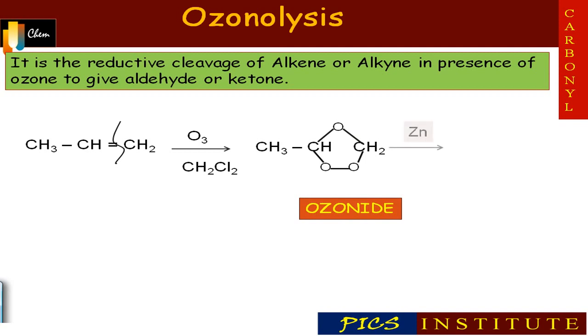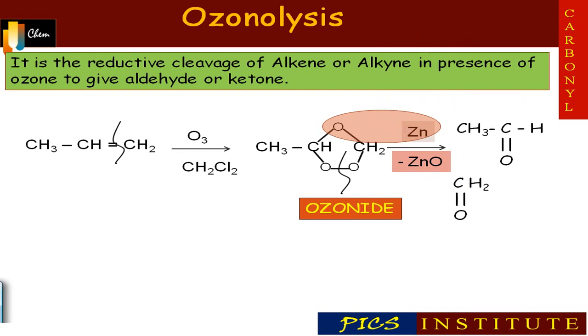This ozonide on reaction with zinc forms aldehyde or ketone. In this case, only aldehydes are formed. Splitting of peroxide linkage takes place, and after completion of valency, we get two aldehydes. They can be written as ethanal and methanal.